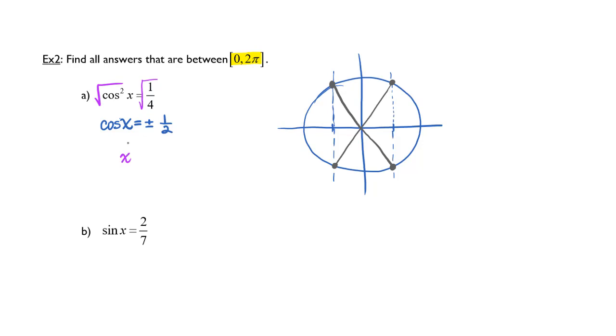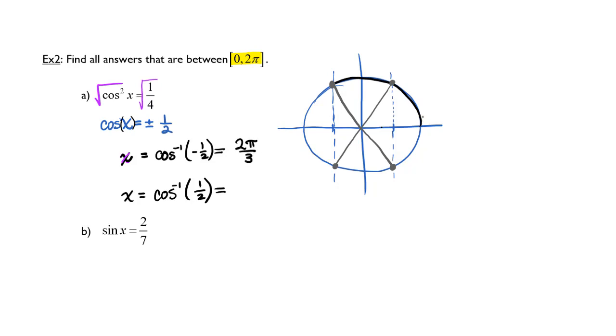If I want to find my x values, or my angles, notice x is holding the place of the angle measure in the cosine function. I will have x is equal to cosine inverse of negative 1/2, and x is equal to cosine inverse of positive 1/2. So let's list all the possible options. For cosine inverse of negative 1/2, we will have a radian measure of 2 pi over 3.